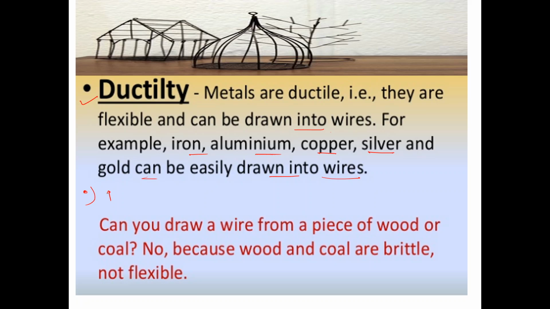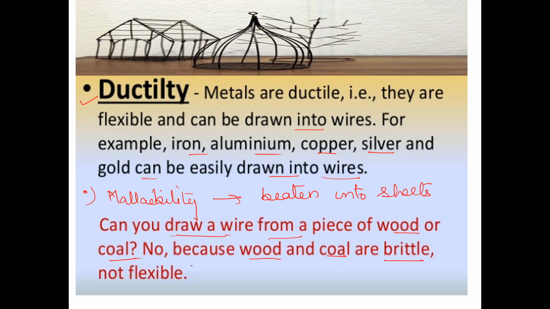Another property is malleability. What does malleability mean? It is the property of metal to be beaten into thin sheets. Then, can you draw a wire from a piece of wood or coal? No. Why? Because they don't have tensile strength, because wood and coal are brittle. On hammering they will break, they are not flexible.